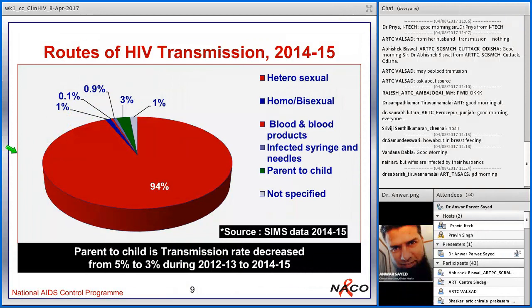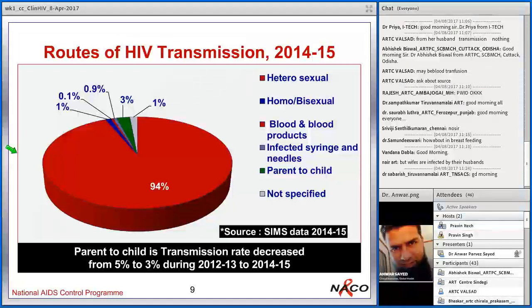Now, routes of transmission, as we already mentioned, the most common mode of transmission is sexual, which is 94%. That is, 94% of the people who acquired HIV during 2012 to 2015 acquired it because of the sexual route of transmission. At least they have reported like that, which is very logically true. So the most common mode of transmission is sexual. This is SIMS data of NACO.